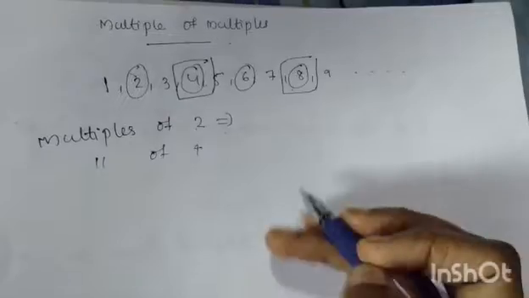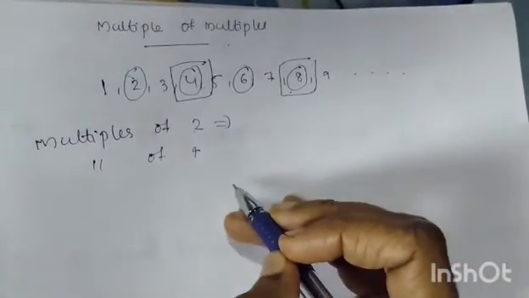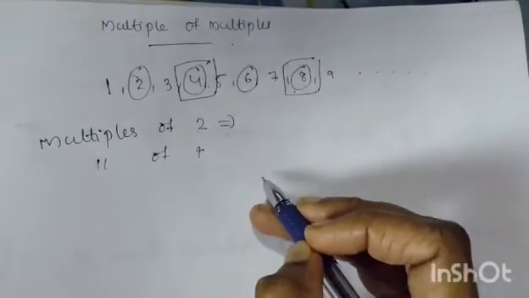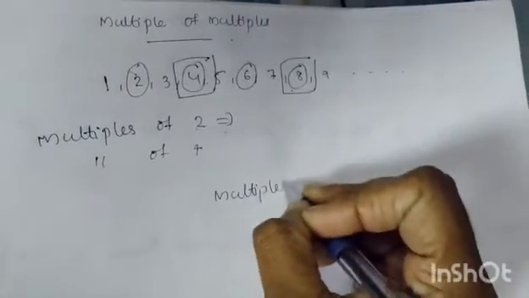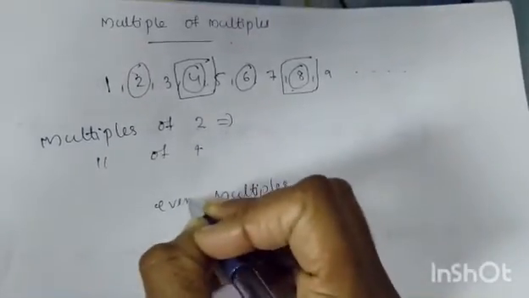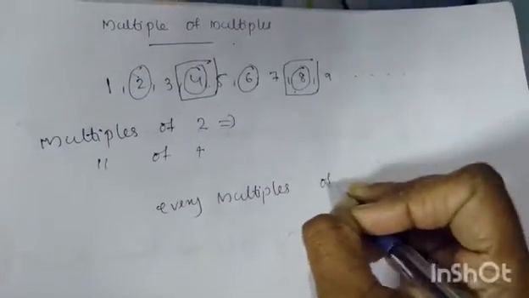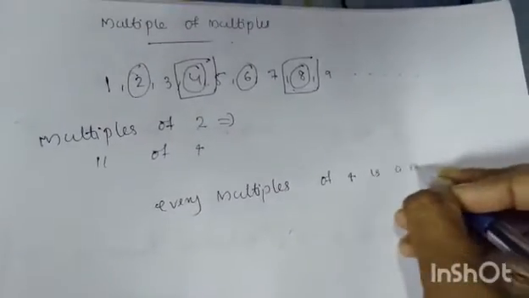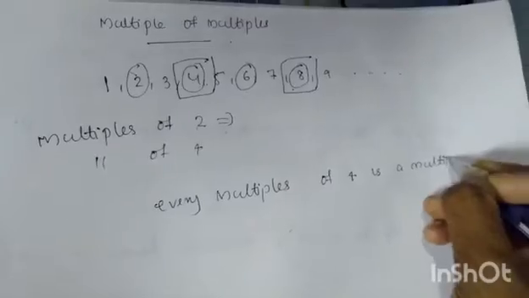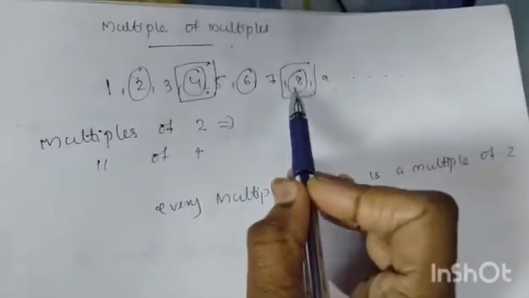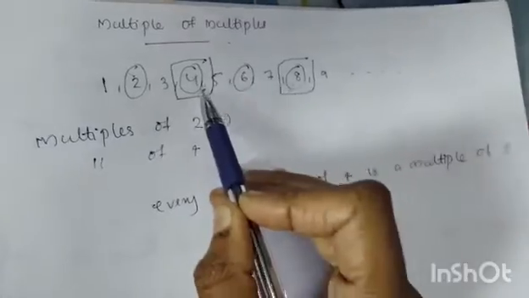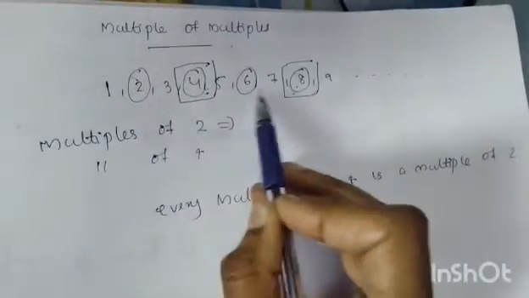That is, we can say that multiples of 4 are multiples of 2. Every multiple of 4 is a multiple of 2, isn't it? Look here, 4, 8, the multiples of 4. This 4 and 8 belong to the multiples of 2.